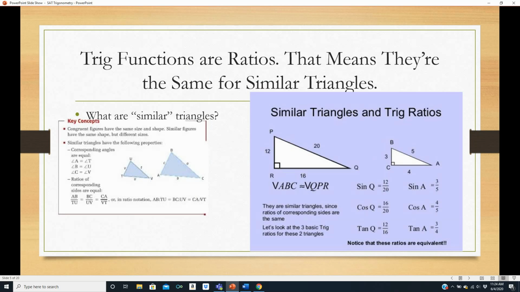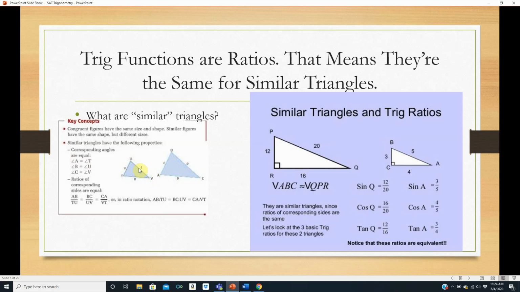Trig functions are ratios. That means they're the same for similar triangles. So what are similar triangles? Well, similar triangles always have the same angle measure. So here we see angle A is the same as angle T, angle B is the same as angle U, angle C is the same as angle V. So it doesn't matter if the sides are different lengths because the sides across from the same angles are going to have to be proportionate.